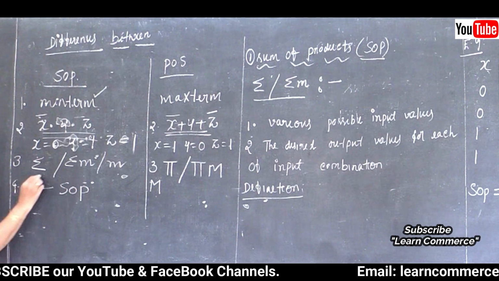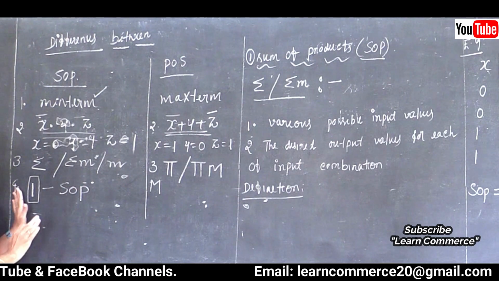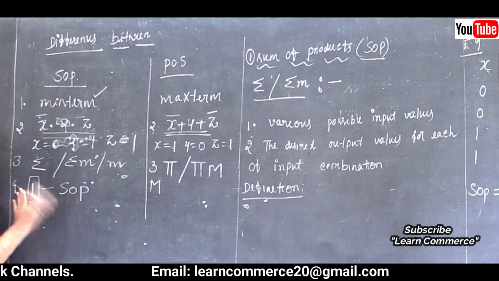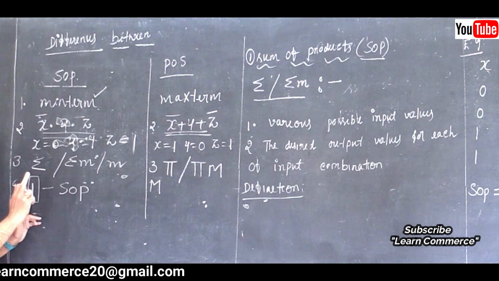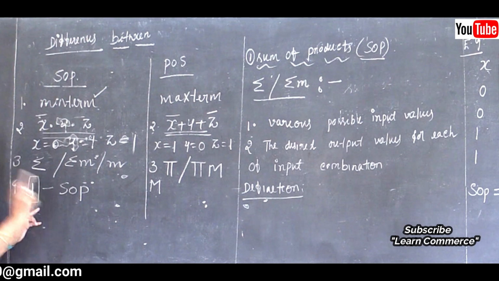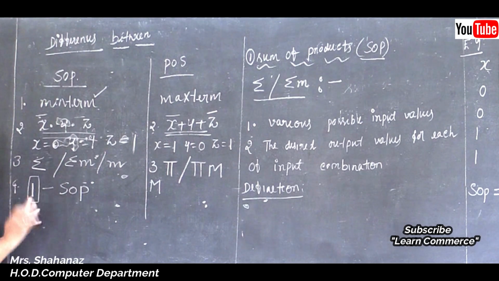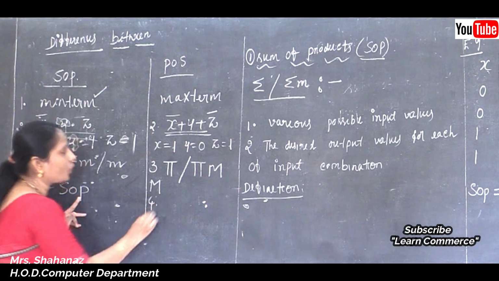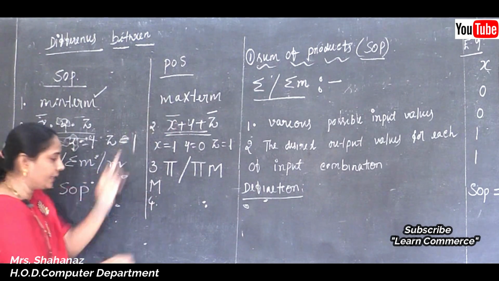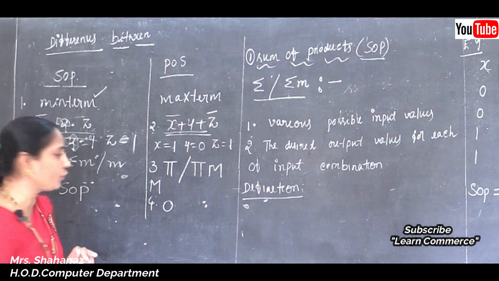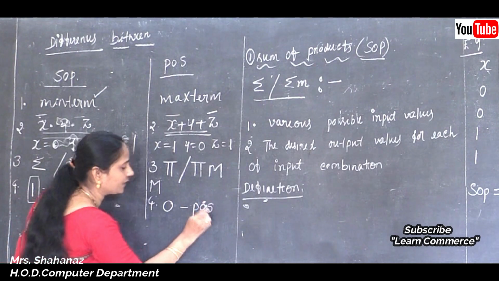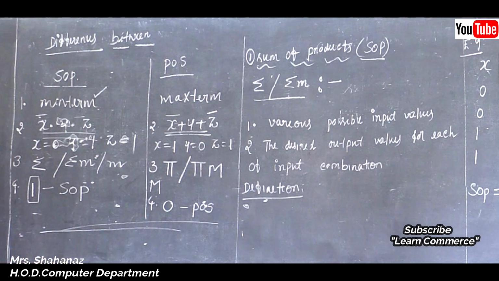The binary values are 0 and 1, but which value are we going to take in our SOP? Binary 1 is considered to form the SOP, but in the case of our POS, binary 0 is considered to form the POS. So clear this point here. This is the difference between our SOP and the POS.